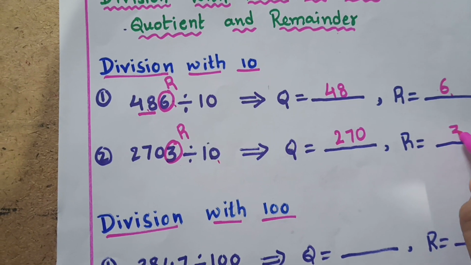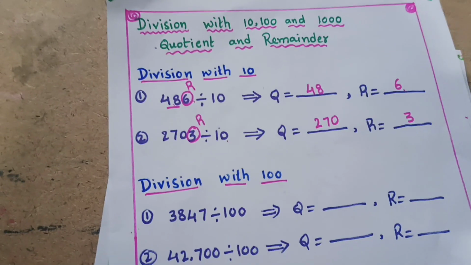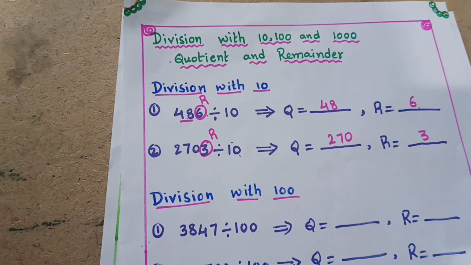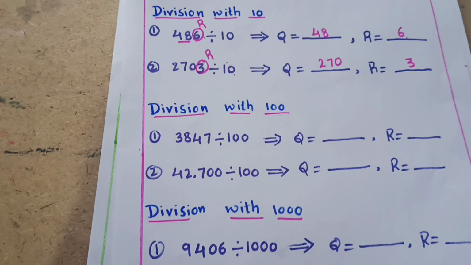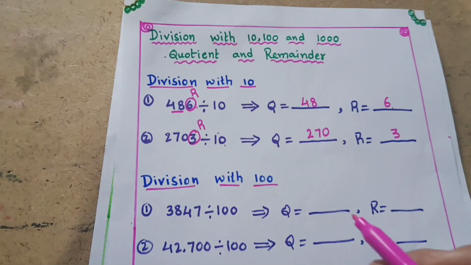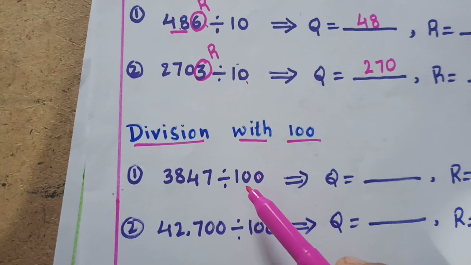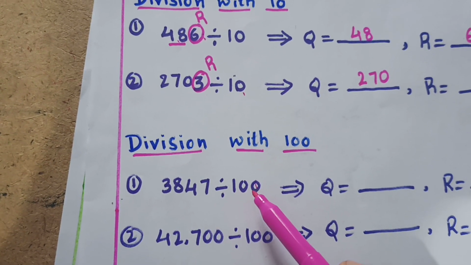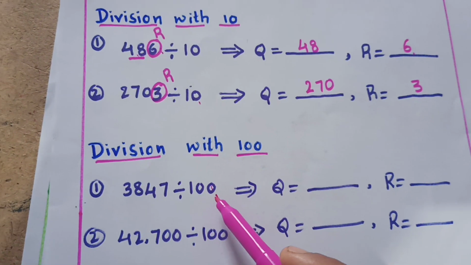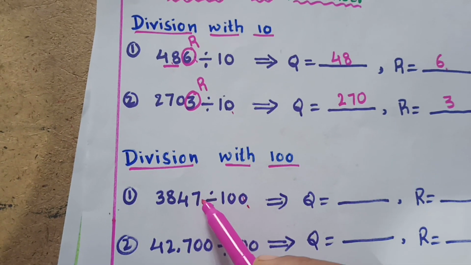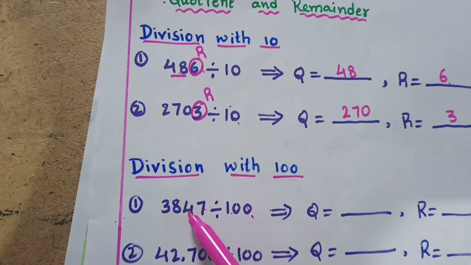The quotient is 270, the remainder is 3. Now, I am going to explain division with 100. Same like that only. To divide a number by tens, hundreds and thousands, first we have to see how many zeros are there in the divisor. How many zeros are there in the first example? Yes, 2 zeros are there. So, what will be the quotient? What will be the remainder? Yes, the remainder becomes the last 2 digits. See here, 2 zeros are there. So, the remainder becomes the last 2 digits from the right side.